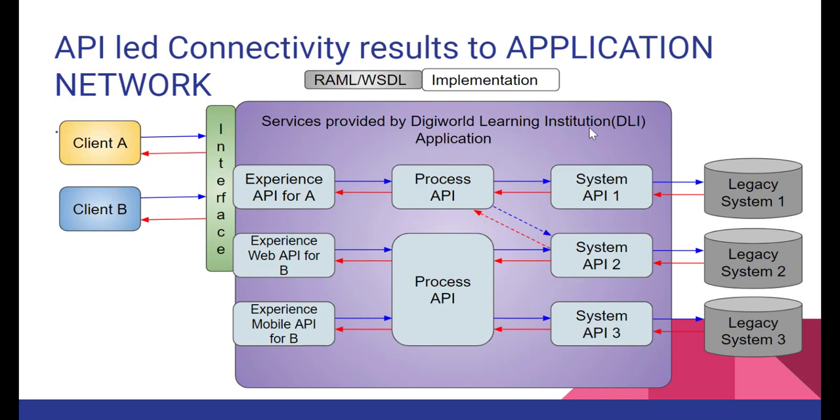This is basically a team which has members from different other teams. The basic purpose of C4E is to build the application network. What is the application network? They would be creating a kind of repository where the information would be written, like system API 1 can interact with legacy system 1, system API 2 can interact with legacy system 2, and system API 3 can interact with legacy system 3.